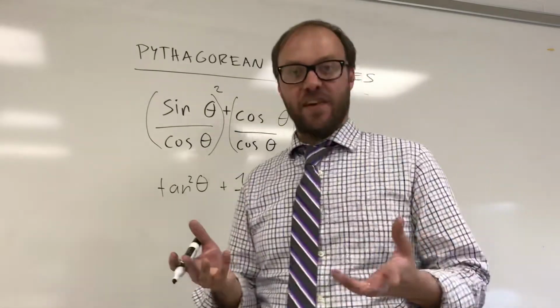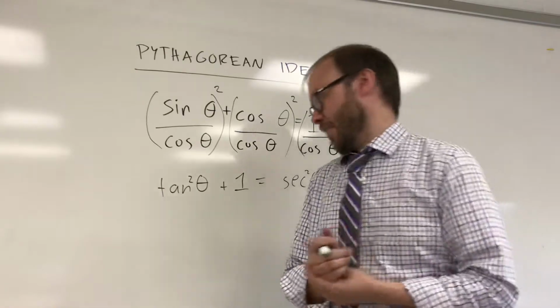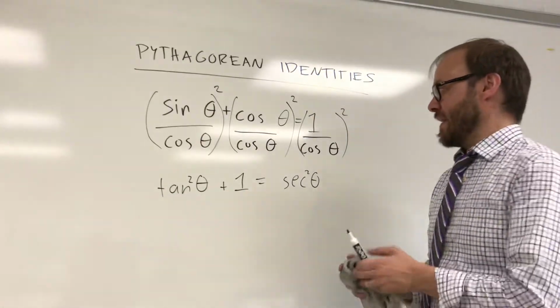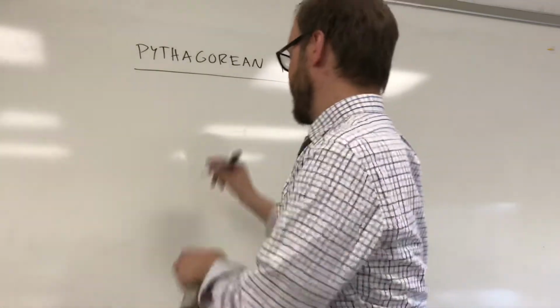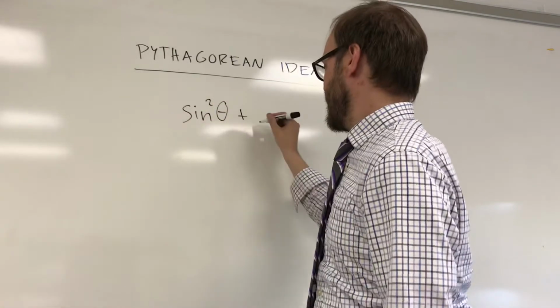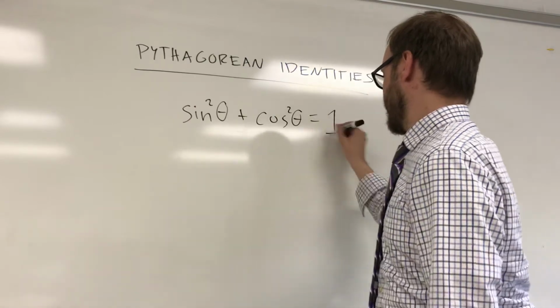The tangent of an angle squared plus 1 is equal to the secant of that same angle squared. All right, I'll write all these down at the end, but that's the first one. Okay, let's go back to my original statement here. My original statement was sine squared of theta plus the cosine squared of that same angle is equal to 1.